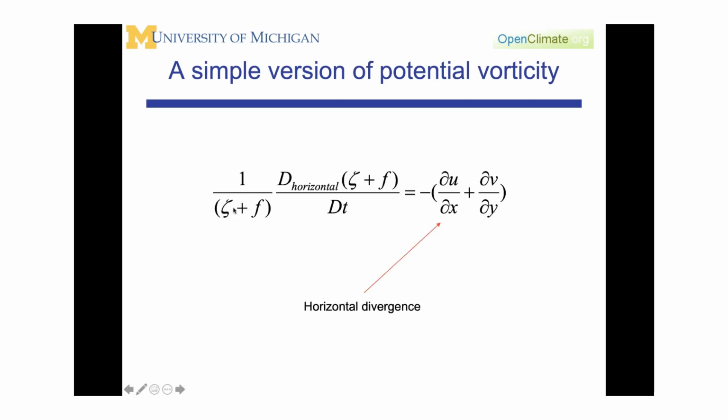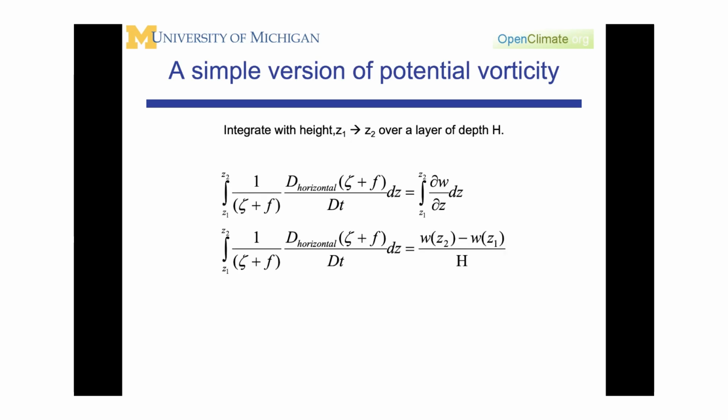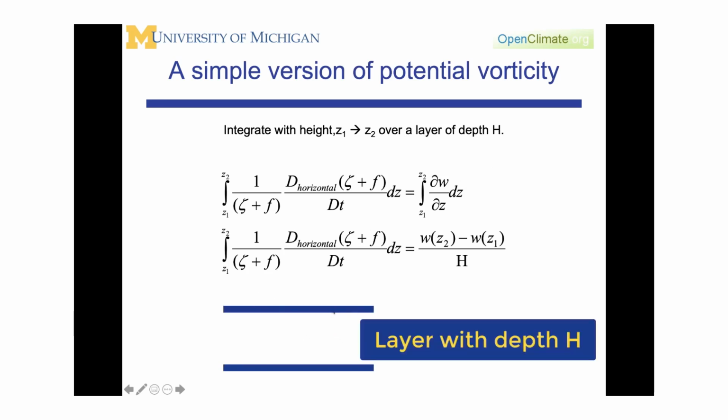We're now going to divide through by this absolute vorticity, zeta plus F, and on this side we will leave the horizontal divergence. We're going to assume constant density and temperature, then we're going to use mass continuity to replace the horizontal divergence with the vertical divergence, essentially dw/dz. We're going to integrate with height from z1 to z2 over a layer of depth h. Hence, we're going to have a layer in the atmosphere where there is a depth of h.